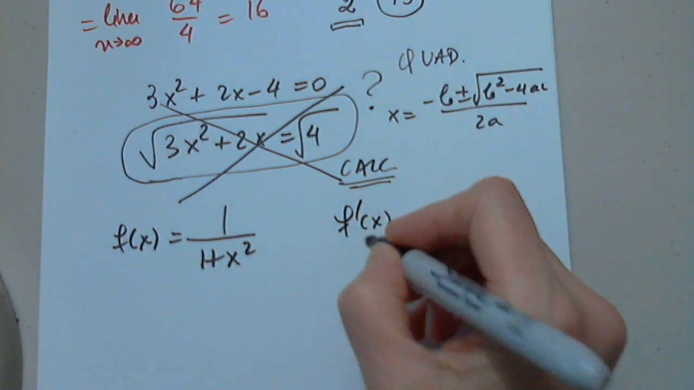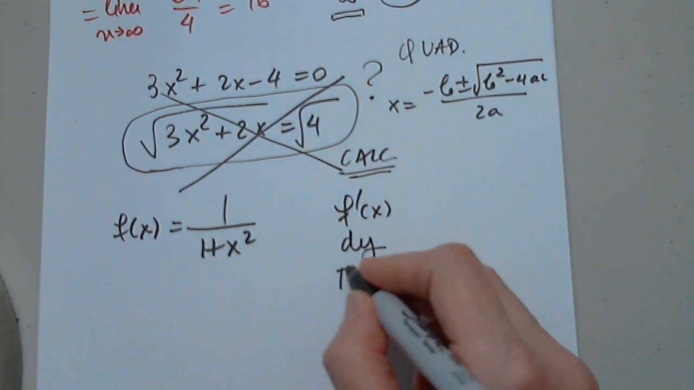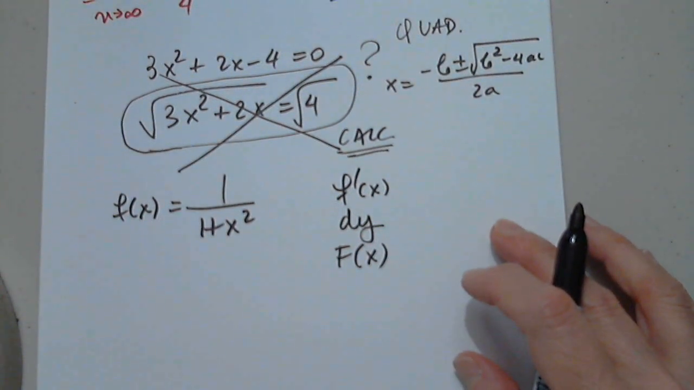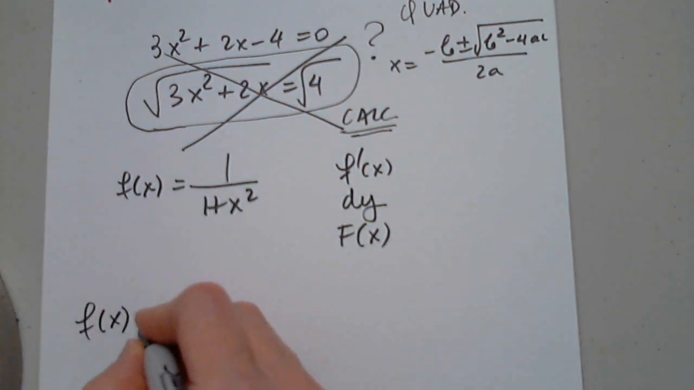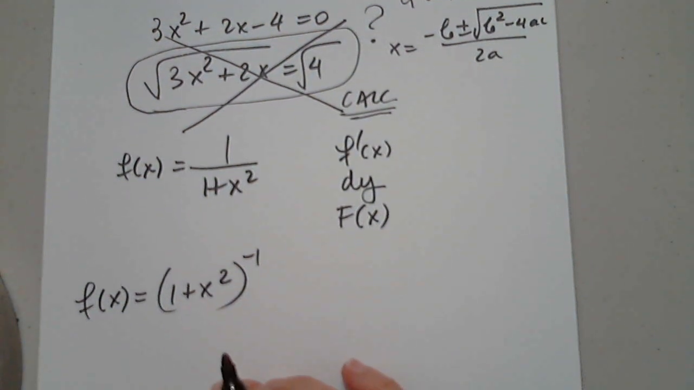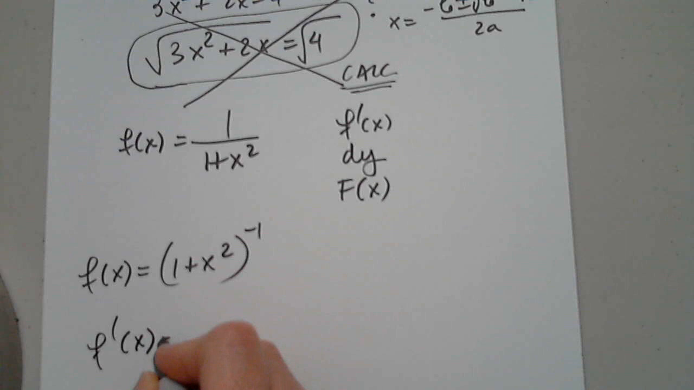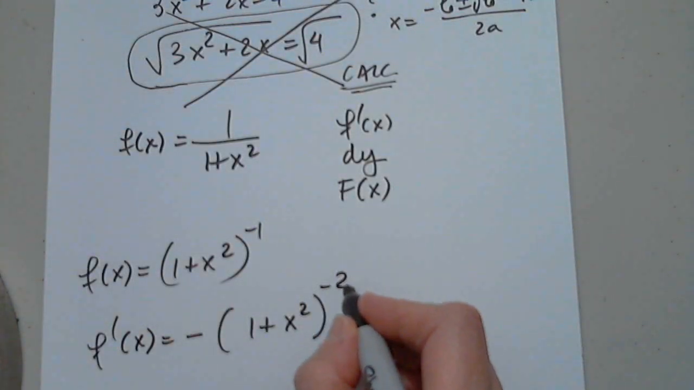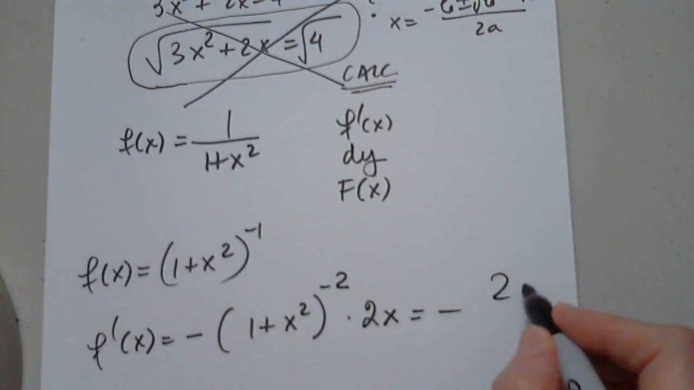was asking us to find f prime, was asking us to find dy, and was asking us to find f of x, the antiderivative. So first I will differentiate the function, but you know me, I prefer this notation. It's up to you. You develop your own style, I'm sure, at some point in time. So f prime of x will be negative 1 plus x squared to negative 2 times the inner function prime, which reduces to this.